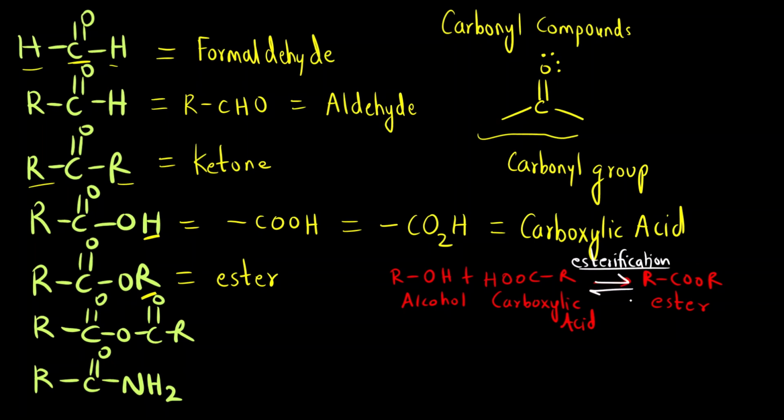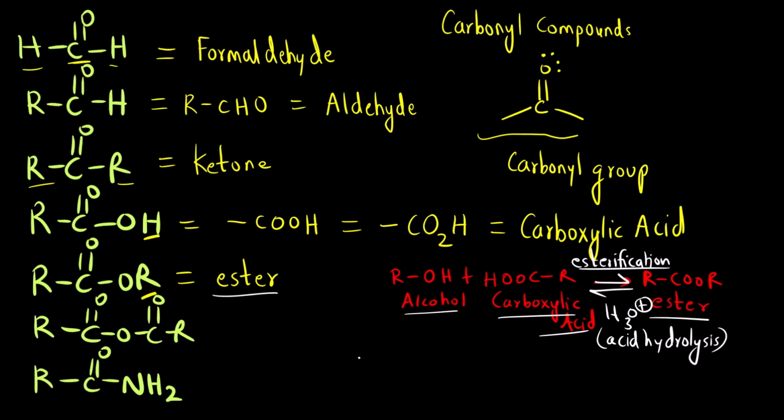This is a reversible reaction. If the forward reaction is esterification, then for the reverse reaction, we can react the ester with H3O plus, that is, we can do acid or base hydrolysis. We basically do hydrolysis to form the carboxylic acid and alcohol back. So this was ester.